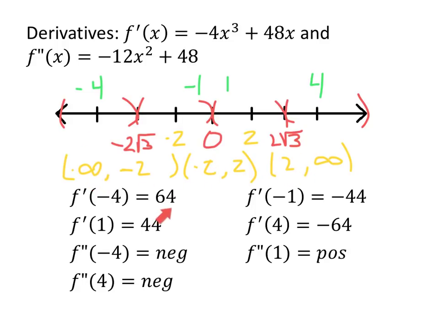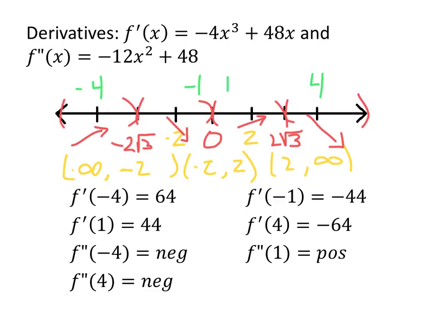And when I do so, I find the first derivative is going to be in red. F prime of negative 4 is 64, so I'm going to be increasing. F prime of negative 1 is negative, and so I'm going to be decreasing. Positive 64 is increasing. Negative 64 decreasing. Yeah, this is looking kind of nasty, isn't it?